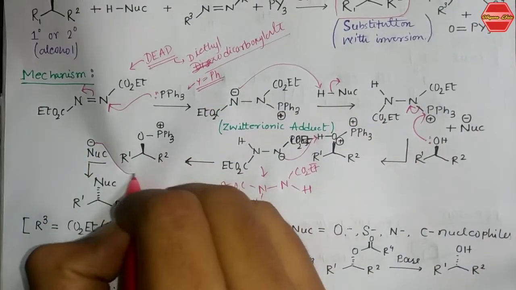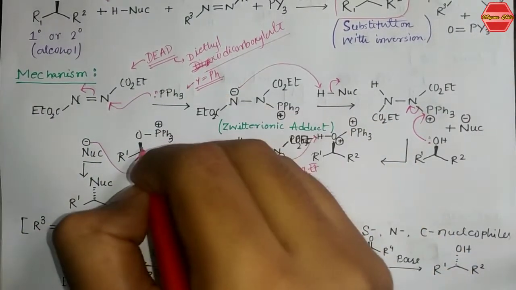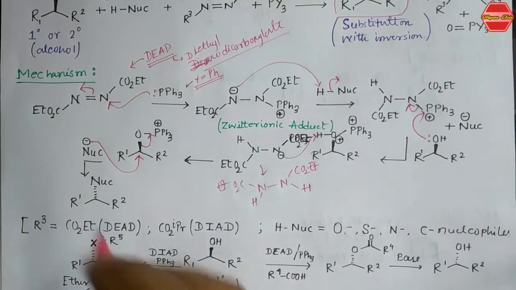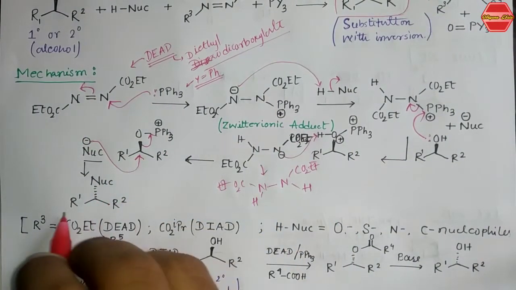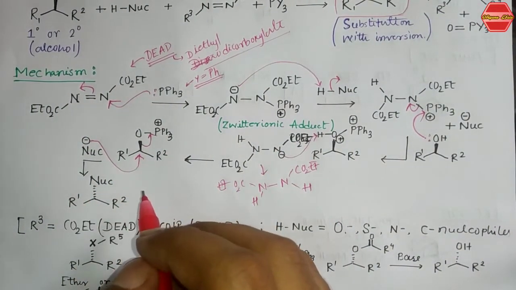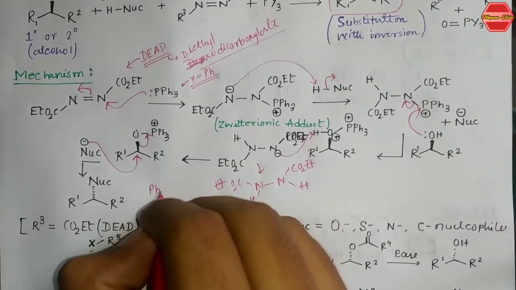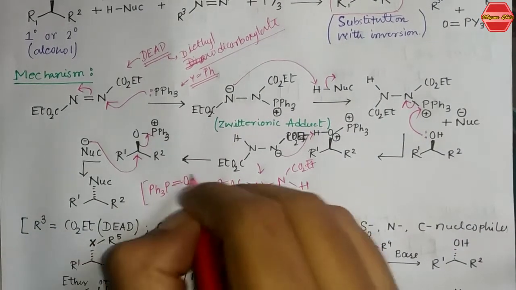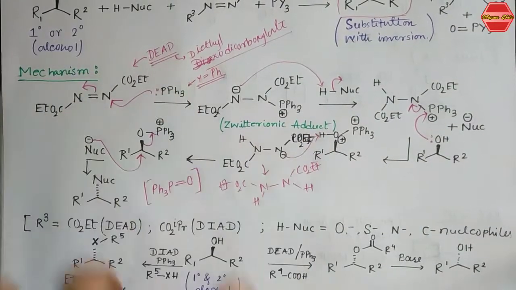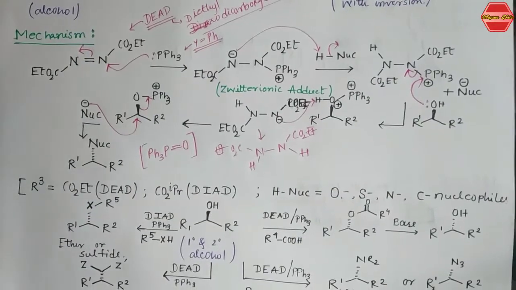So if the nucleophilic attack is from the back side, it will form a bond like this, and you are getting this final product, which is the inversion of configuration. The side product is the PPh3 double bond, which is very much favorable. So that is why this overall reaction takes place.